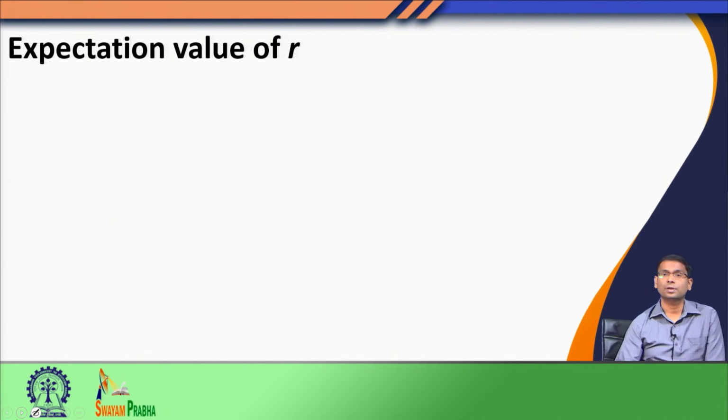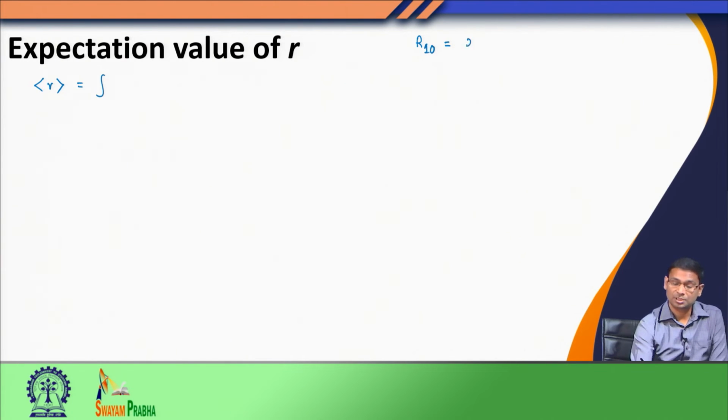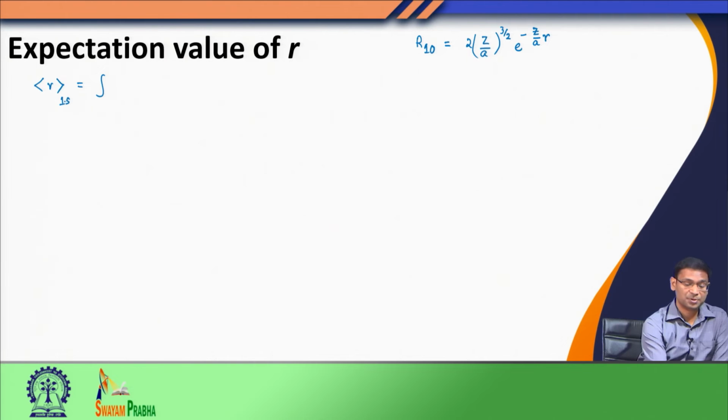Next, we will try to find out the expectation value of r. To do that, if you remember, the expectation value of any operator is obtained by taking psi star, the operator, and psi. Let us try to do this again for the 1s orbital, which is given by this. So, for the expectation value of the 1s orbital, I am writing over here.